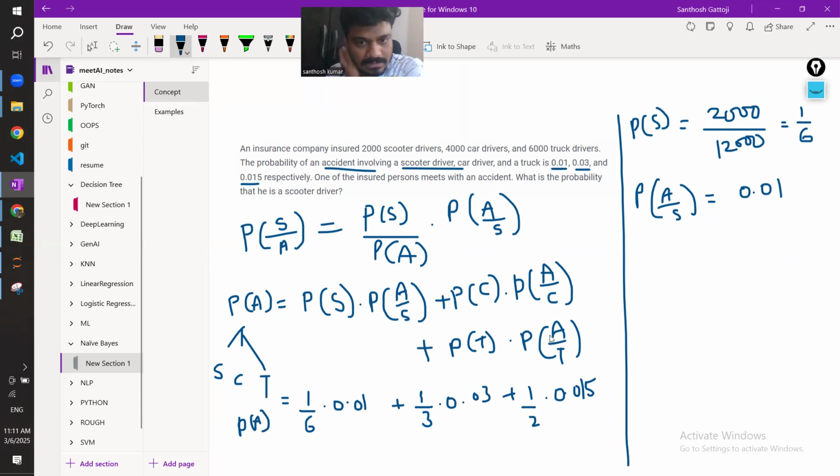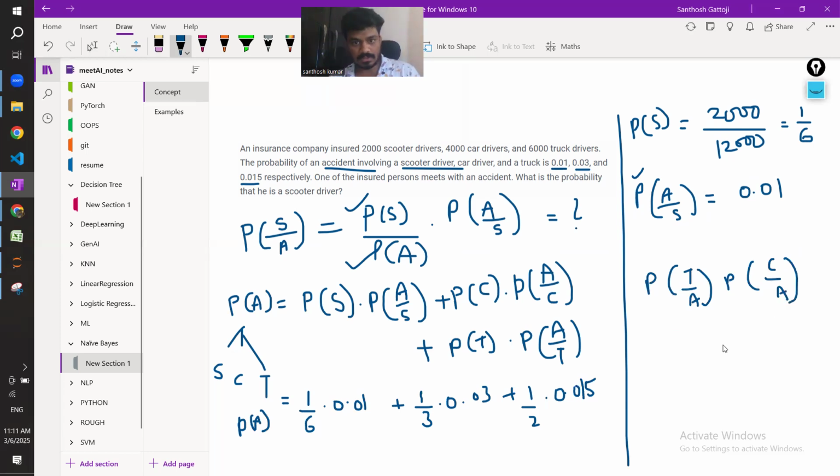So when you calculate this, you will get this. P of S you already know, P of A by S you already know. When you put everything in, you will get the value only with respect to scooter. Similarly, you can also calculate truck, T by A. It is the same, just P of A by S and P of S will change. So in T by A, what will change? Instead of 1 by 6, we have to give 1 by 3 into 0.03. Only the numerator will change.